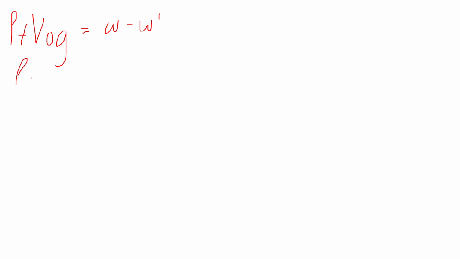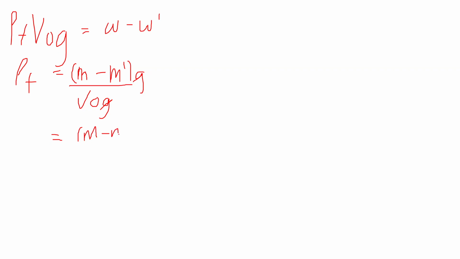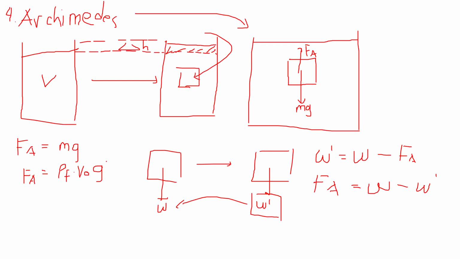Okay, now to solve for the fluid, we'll get rho F is equal to mass minus mass in water multiplied by G divided by V0 G, then cross this out, and what you actually get is the difference in mass in air versus in water divided by the volume of the object. Okay, in experiments, we'll find the volume. We already know how to do that. And then we'll find the mass. And then we're going to graph it.